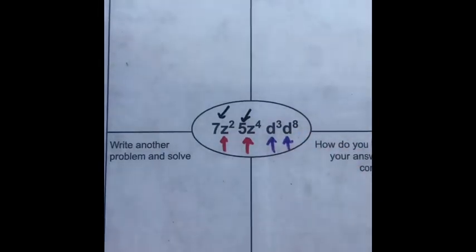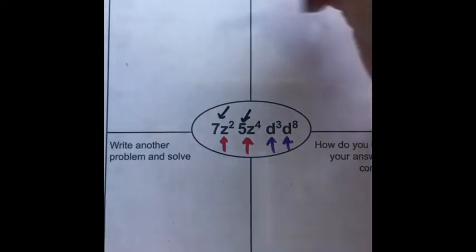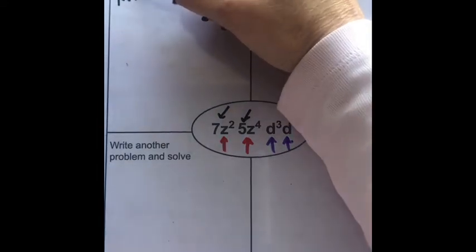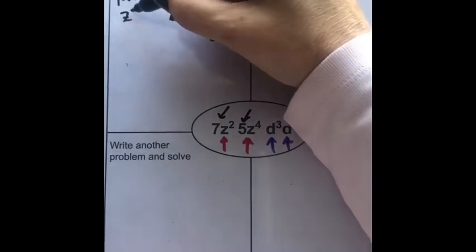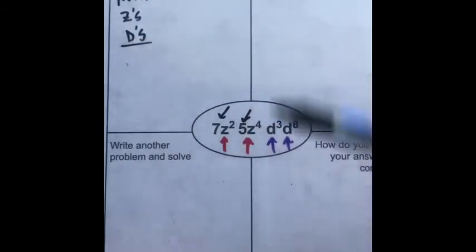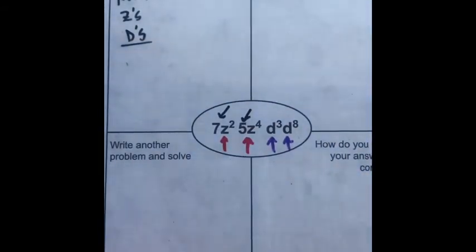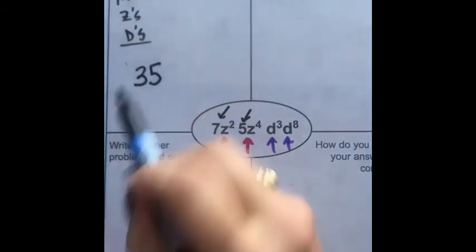Okay, so the strategy that we're going to use to simplify is we're going to do the numbers, then we're going to do the z's, then we're going to do the d's. So that's going to be our strategy. We're going to do one thing at a time. So if I work on these numbers one at a time, we know that 7 times 5 is 35. So that part's done and we're good there.